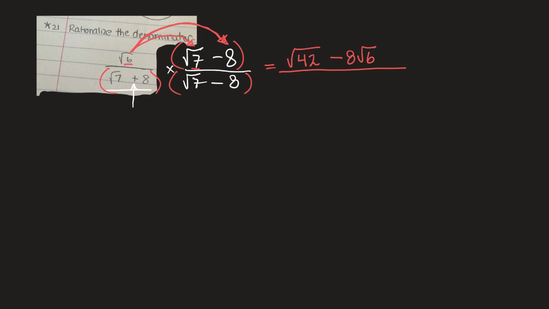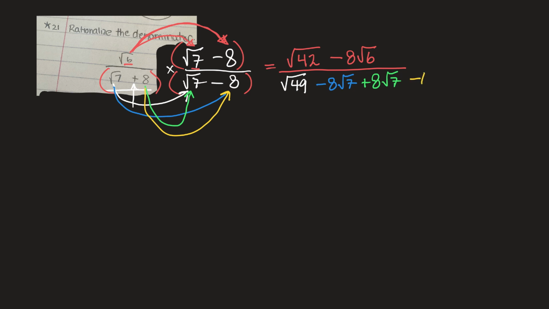Now, the denominator, let me do a color code thing. So I'm going to have to do FOIL. So root 7 times root 7 is root 49. Then root 7 times minus 8 will be a negative 8 root 7. And then 8 times root 7 will be a positive 8 root 7. And then lastly, 8 times minus 8 will be a negative 64.